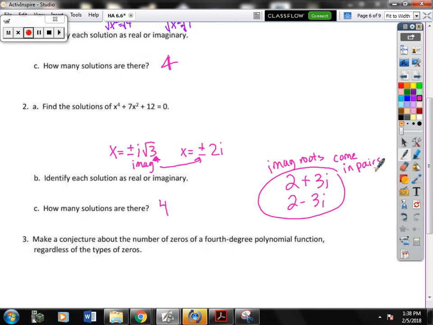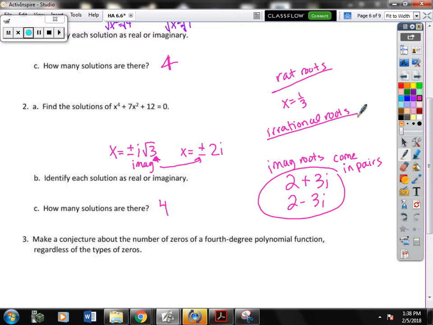Now, rational roots do not come in pairs. If I told you x equals 1/3 is a root, that does not mean x equals negative 1/3 is a root. Remember, that only works using your imaginary root theorem or your irrational root theorem. So if we had, I guess I could say that too.